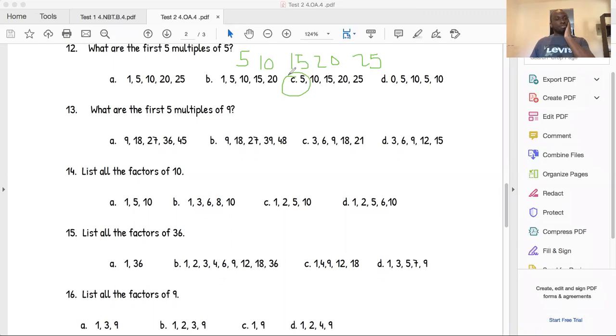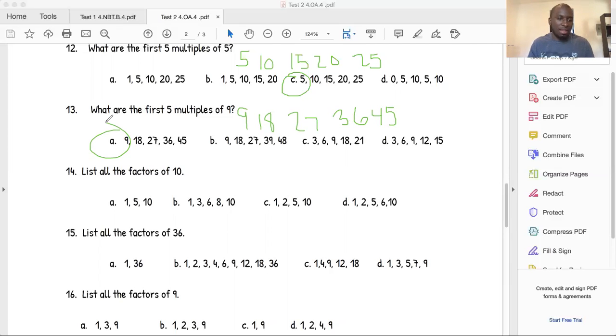There you go. Again, the first 5 multiples of 9. I'm going to multiply 9 times 1, 9 times 2, 9 times 3, 9 times 4, 9 times 5. 9 times 1 is 9. 9 times 2 is 18. 9 times 3 is 27. 9 times 4 is 36. 9 times 5 is 45. This is answer choice A.